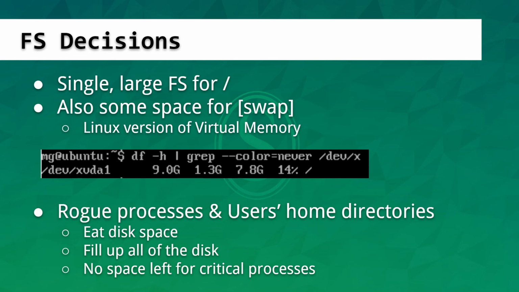Rogue processes and users can fill up their home directories, eat my disk space, fill up all the disk, and when no space is left for critical processes, the system could crash. The system might not be able to let me log in to try and fix it. And literally anything could do that. Users could upload data to their home directories or a web drive or something, and a website on the server. And if I run out of space, I run out of space everywhere. So a single file system is maybe not the best.